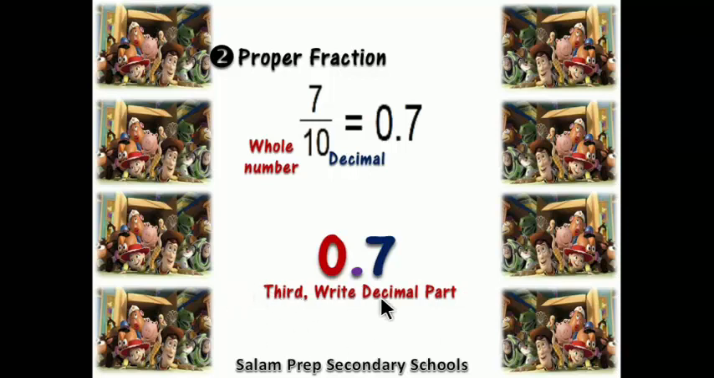Third, write the decimal part. Look at the proper fraction. 7/10 represents the decimal part, okay? So after the decimal point, in the tenths place, we will put 7. Remember, 7/10 is read as 7 tenths. So we will write 7 in the tenths place. 7/10 equals 0.7.